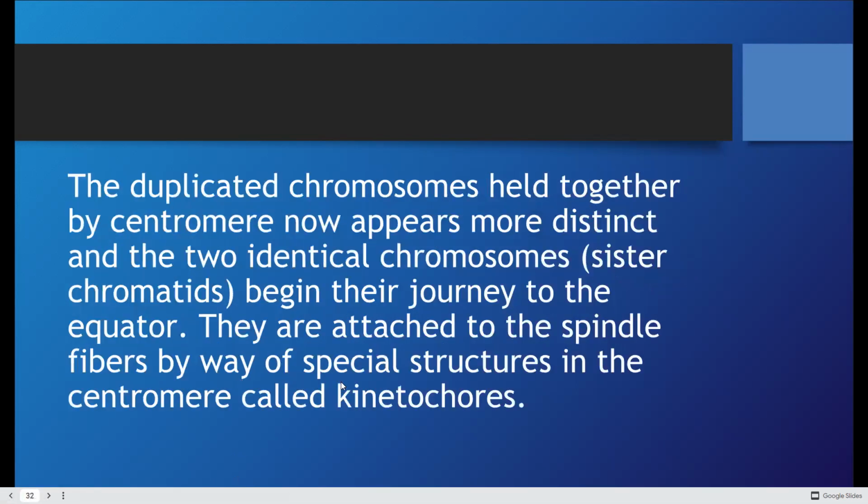The duplicated chromosomes, held together by a centromere in the center, now appear more distinct, and the two identical chromosomes are sister chromatids. Okay, if you divide the chromosome, you can actually see two sister chromatids begin their journey to the equator. They attach to the spindle fibers by way of structures in the centromere called kinetochores. Again, the chromosomes are still moving towards the equator.